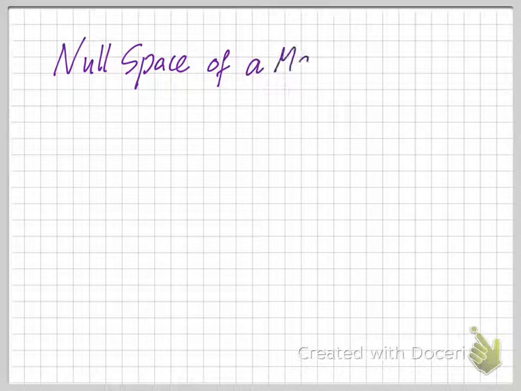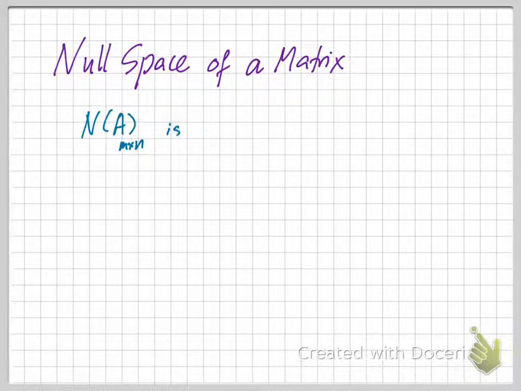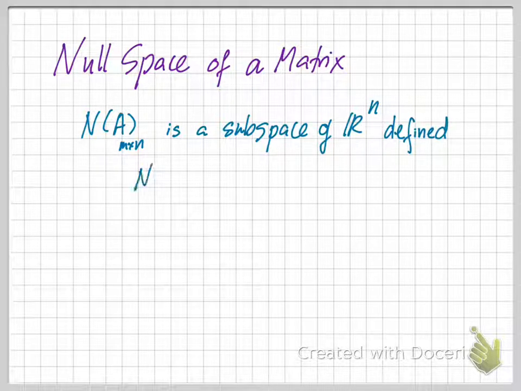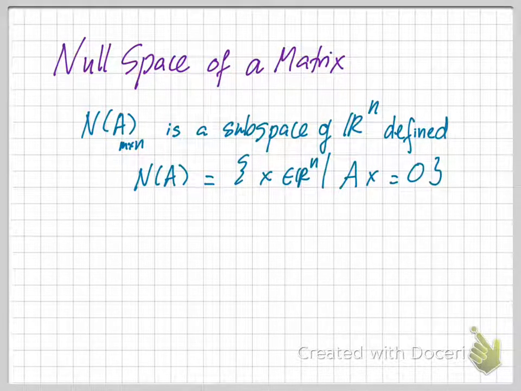This video shows how to find the null space of a matrix. So what is the null space of the matrix? The null space of the matrix A, size n by n, is a subspace of the vector space Rn and is defined by the set of vectors x in Rn such that these vectors satisfy this homogeneous system Ax equals 0.